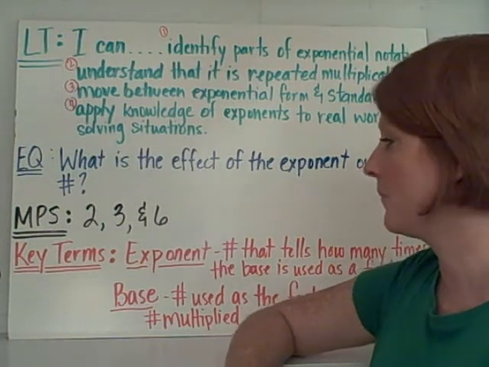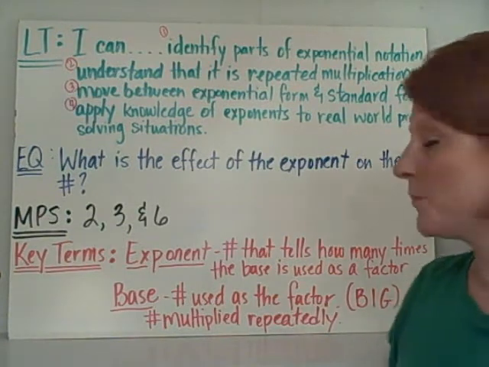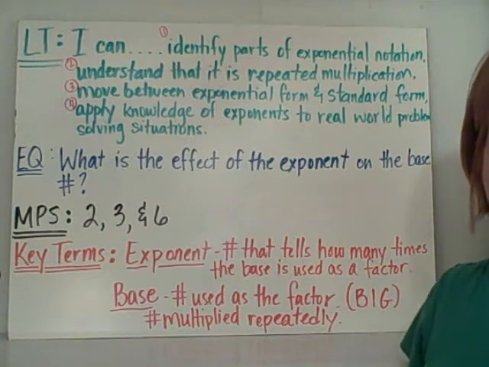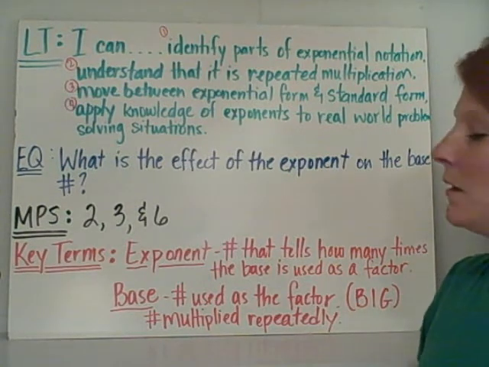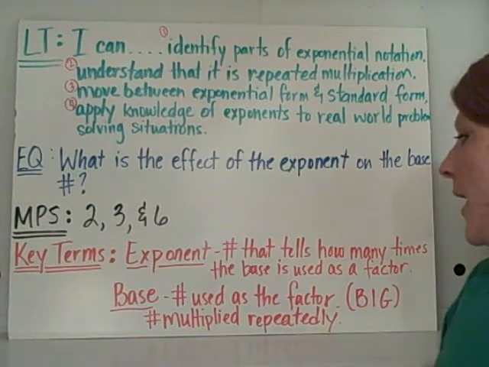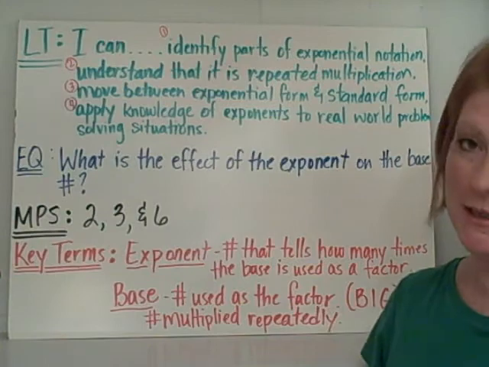The key terms for this lesson: you have exponent, which is the number that tells how many times the base is used as a factor. The base, which is the number used as the factor. It's the big number, and it is the number that is multiplied repeatedly.